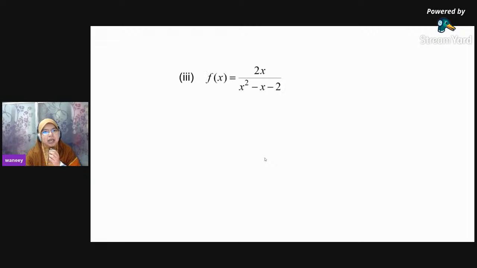Okay, so number 3, f(x) equal to 2x over x squared minus x minus 2. Let me give you a few minutes to try it. I think 4 minutes will do. So, 4 minutes to answer this question. At 12:20, we're going to check your solution.